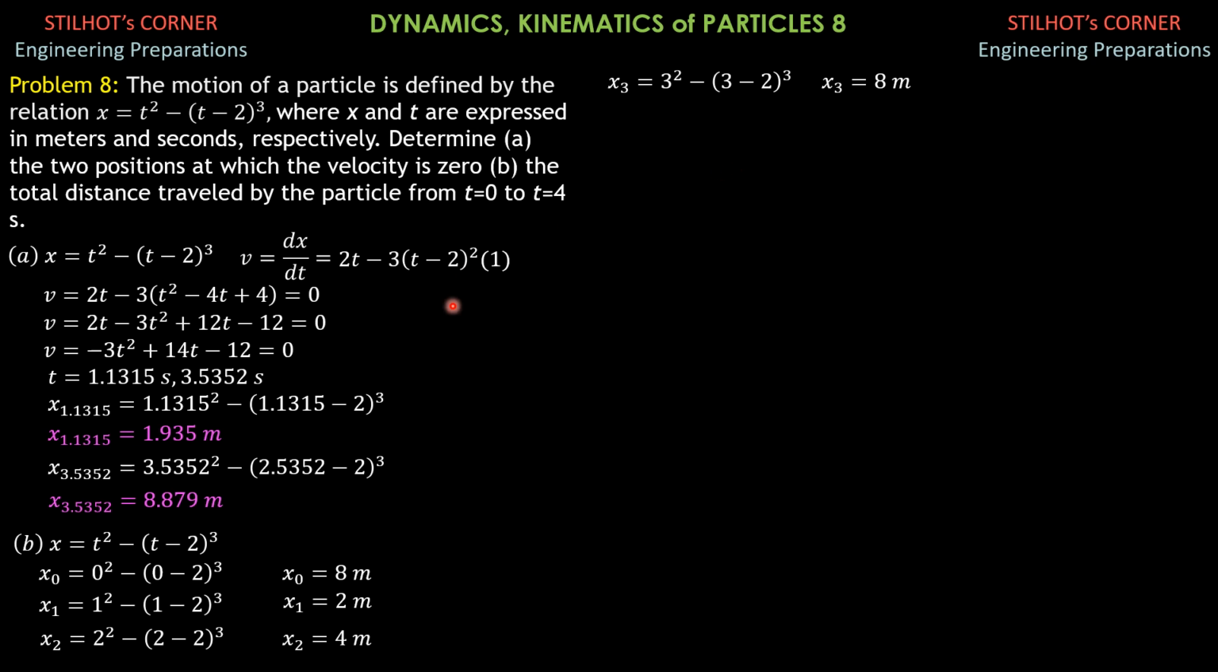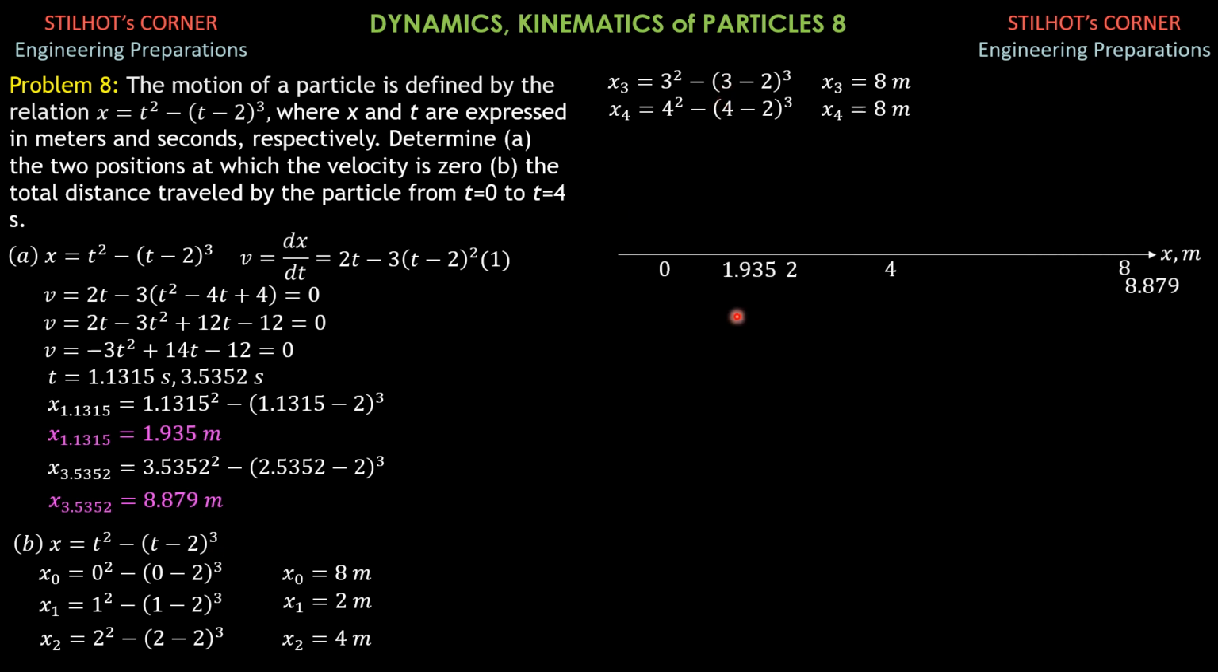Then when t is 3.5352, take note, the particle is at 8.879 meters to the right of the origin. Then lastly, when t is 4, x sub 4 is 4 squared minus quantity 4 minus 2 cubed. This is 16 minus 8, which is 8. So x sub 4 is 8 meters. We then trace the motion of the particle at these positions and times.